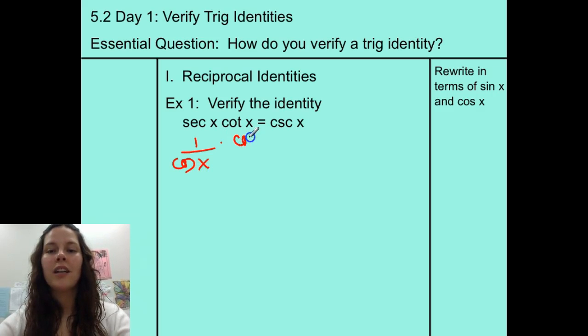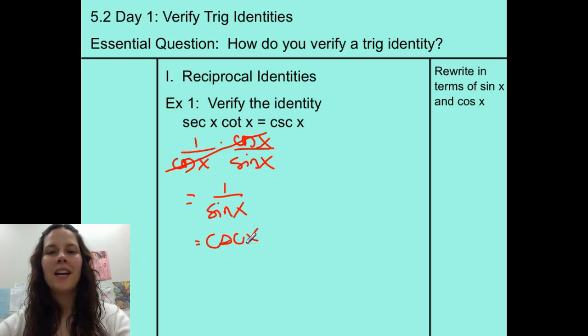Cotangent is cosine over sine. So we have cosine over cosine, those will cancel, leaving me with 1 over sine. And the reciprocal of sine is cosecant. So we showed that the left-hand side of our equation simplifies to equal the right-hand side.